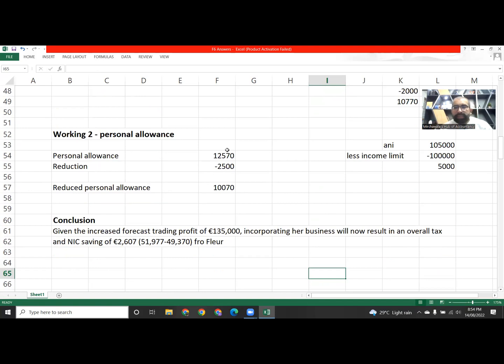Here you go. This is the last line. Given the increased forecast trading profit, incorporating her business will now result in overall tax and NIC saving of 2,607. This is the conclusion. And that's the end of question number 1. Hope you understood this part.